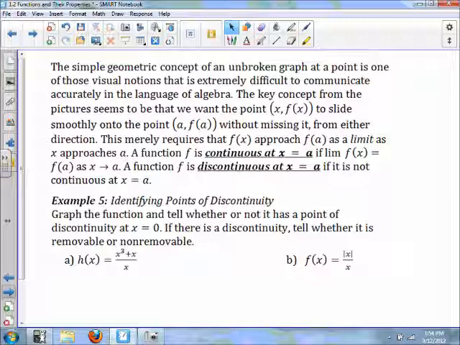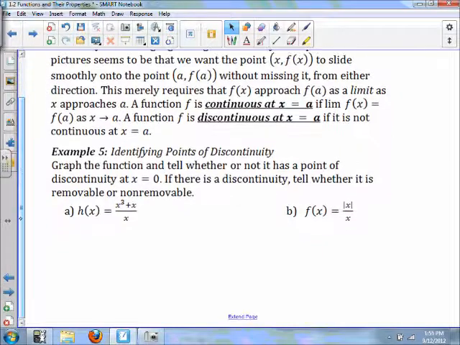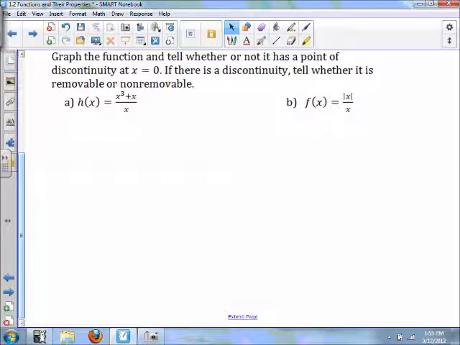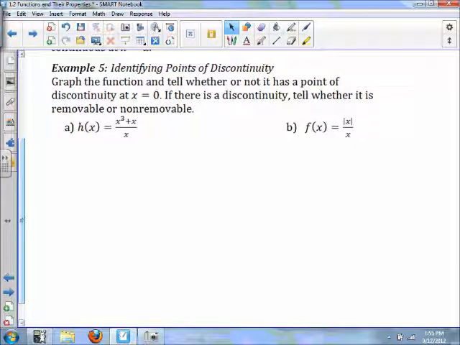I know this all sounds very difficult and it's probably muddled up. I'm going to try and explain it very carefully in example 5. Also, a function f is discontinuous at x equals a if it is not continuous. Simple enough. So if it's not continuous, it would be considered discontinuous. Now on example 5, graph the function and tell whether or not it has a point of discontinuity at x equals 0. If there is a discontinuity, tell whether it is removable or not removable.